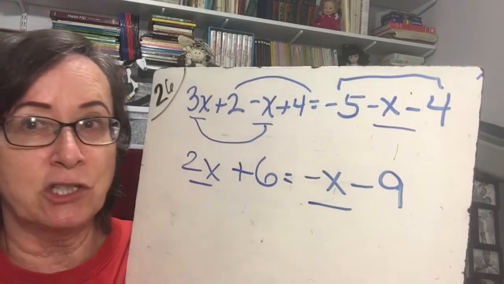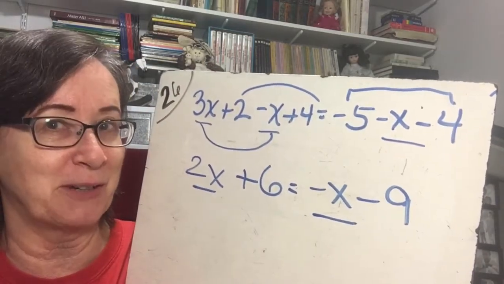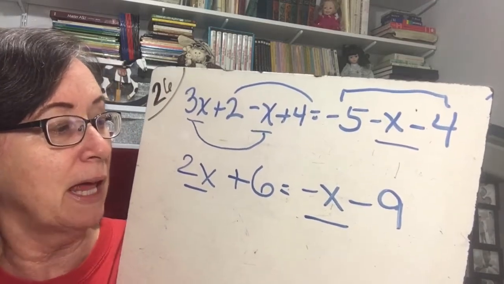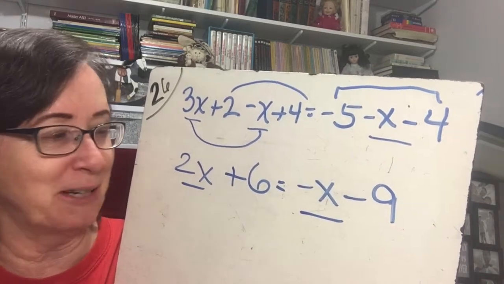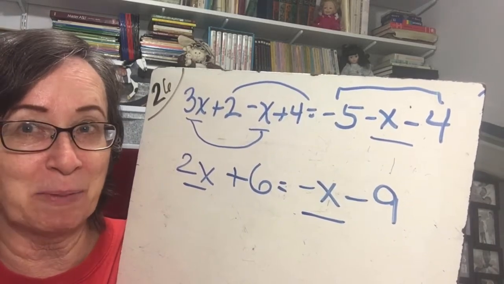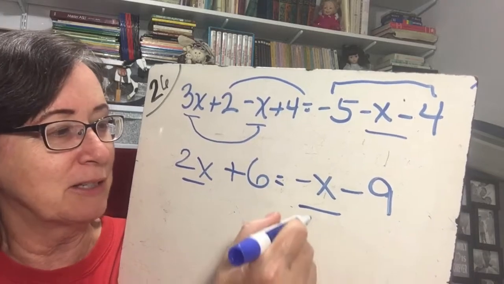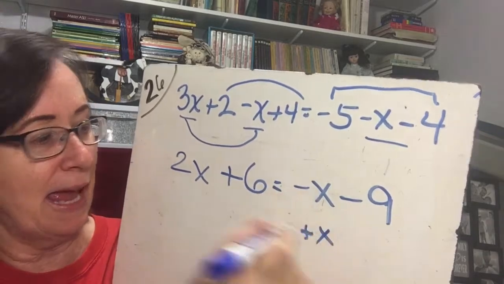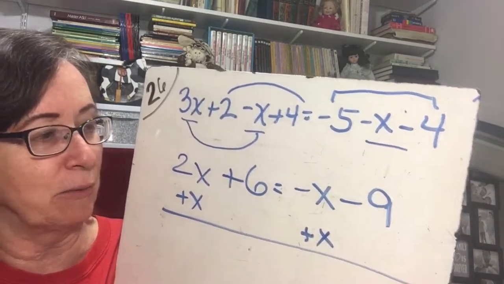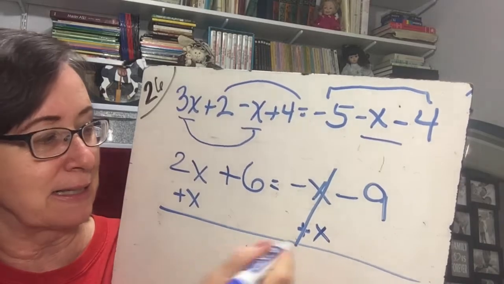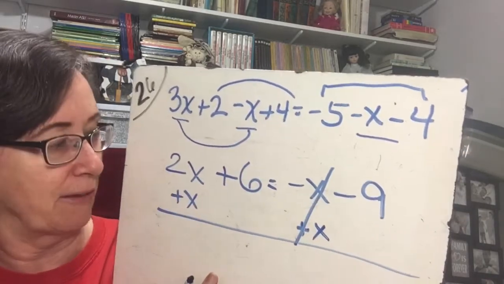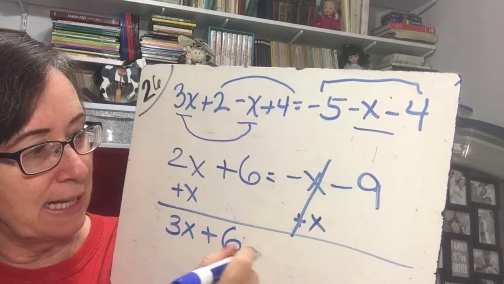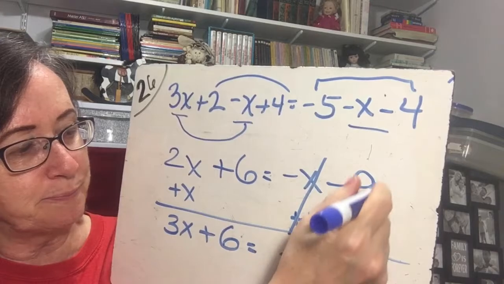Okay, now I generally, because I have to have my variable on the left at the end, will often move my variable to the left to start with. But in this case, I will definitely do it because I like to keep a positive x anytime possible. So I'm going to add an x. That's not a division sign, that's just marking my x's. Add an x and add an x because I want to get rid of these x's and bring my x's all to the left. So now I have a 3x plus 6 equals a negative 9.